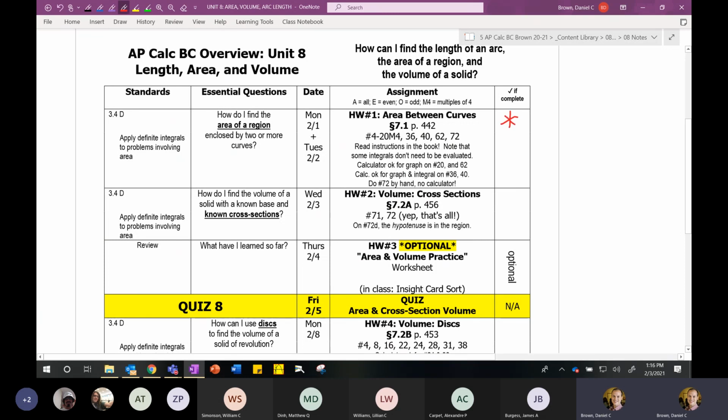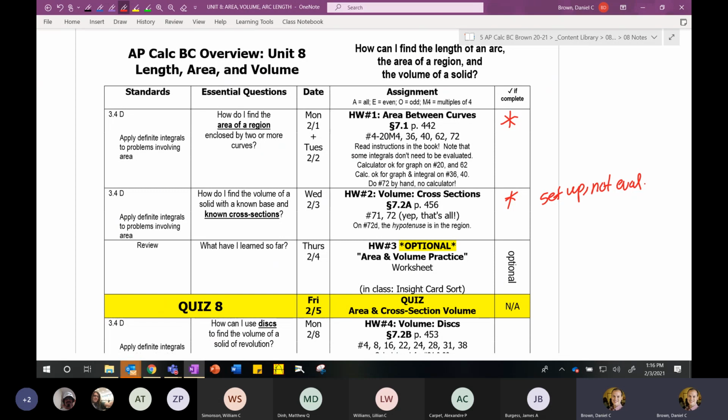The homework I'm assigning for cross sections is just number 71 and 72. For these, you only need to worry about setting up, not evaluating. The answer key does have it as evaluating, but honestly, at this point, if you can't evaluate an integral, we're in trouble. So I just want you to practice setting up for Homework 2.